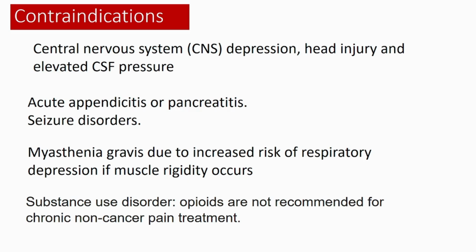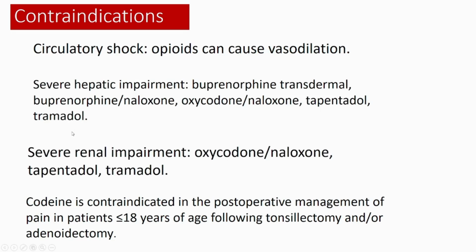And substance use disorders, opiates are not recommended for chronic non-cancer pain treatments. Other contraindications include circulatory shock. Opiates can cause vasodilation, severe hepatic impairment, especially with buprenorphine and buprenorphine-naloxone, oxycodone-naloxone, tapentadol, tramadol. Those are contraindicated in severe hepatic or liver problems, and also severe renal impairment.